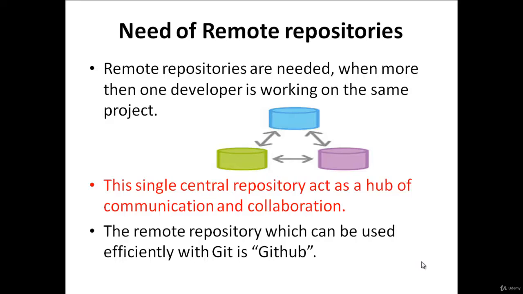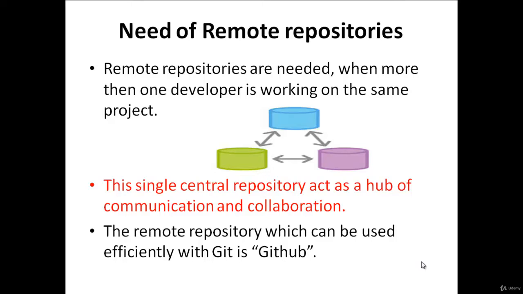Let's say there are a few developers sitting in the US, some in the UK, some in India, and they all are working on the same project. At the same time, how can they perform check-ins and checkouts in a particular project, and how can they merge their code? That is what is managed by the remote repository, which is GitHub, which we will be using when we are working on Git. So Git is a local repository, and GitHub is basically a service provider for these remote repositories.